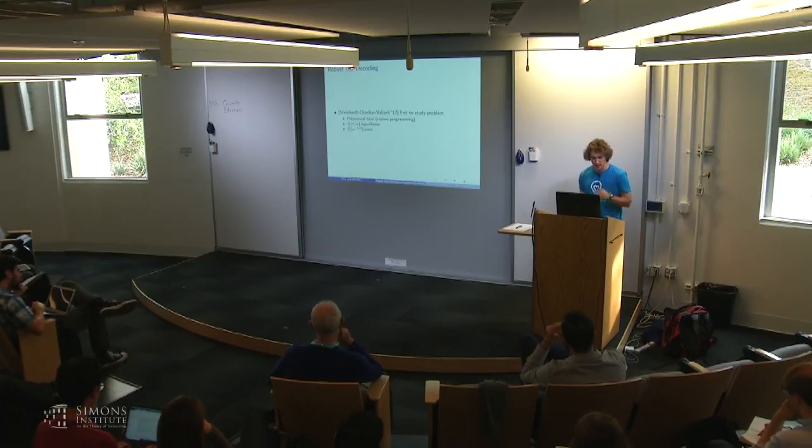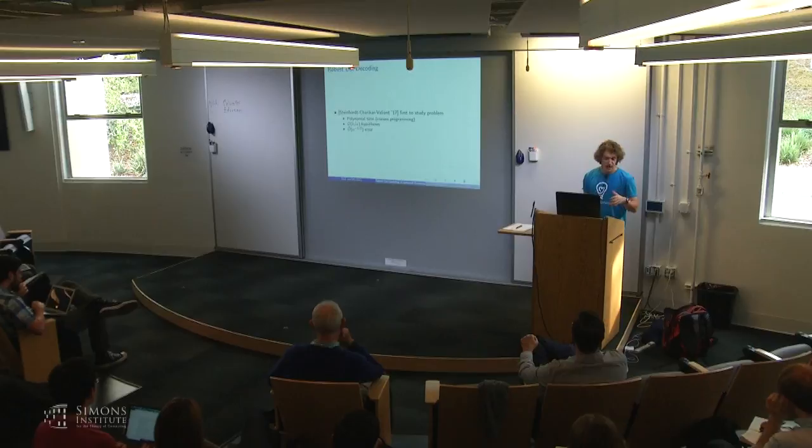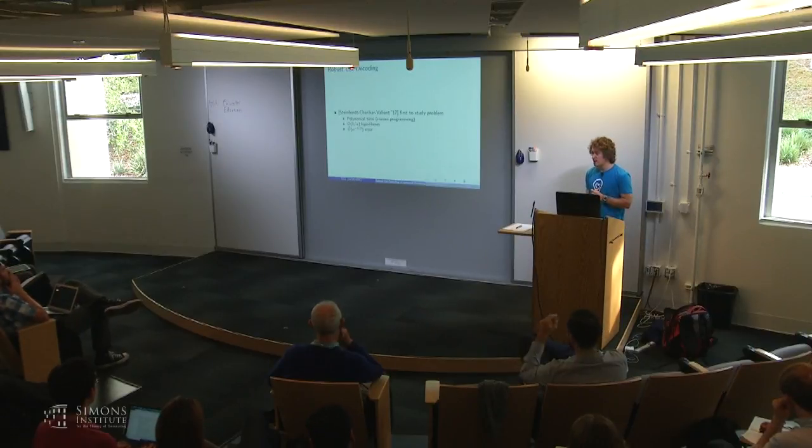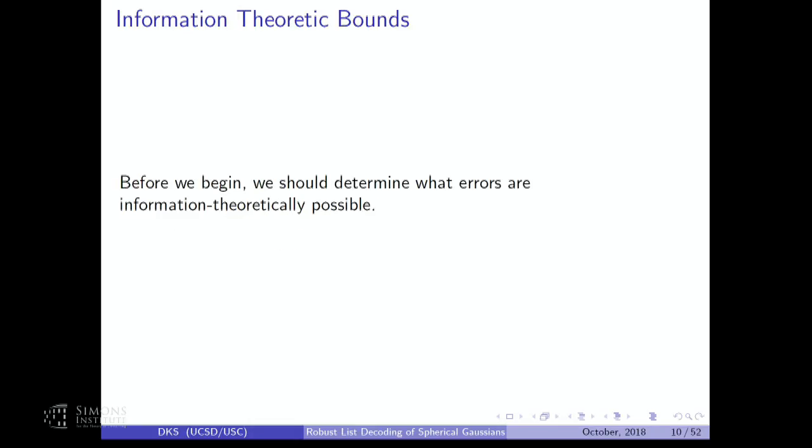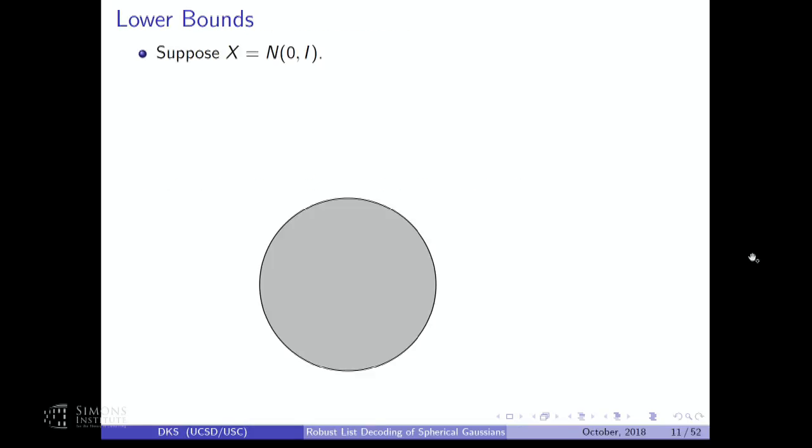Okay, so this robust list decoding problem was originally studied by a paper of Steinhardt, Charikar, and Valiant last year. And what they gave is a polynomial time algorithm using some convex programming techniques. It returns O of 1 over alpha many hypotheses and got error about alpha to the minus a half. Now, this, it turns out, is not the best, but before we get into too much detail about how to solve this problem, we should first ask ourselves what kind of errors are actually information theoretically achievable so that we don't set our sights too high.